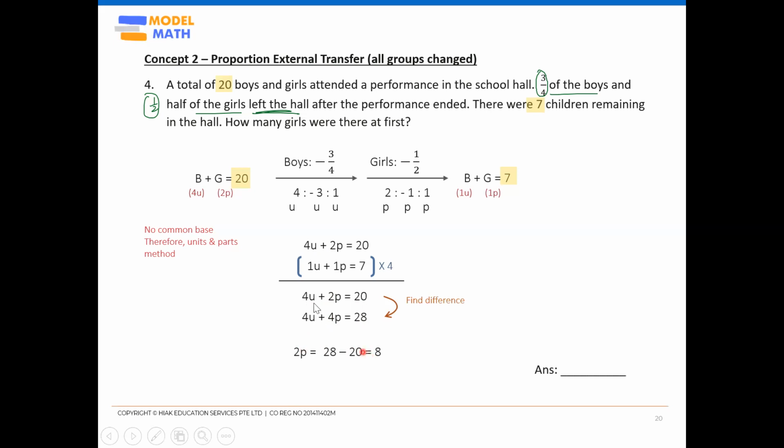Now, once you have this, you can go on to find 1p. But in this case, if you read the question, they ask how many girls at first. Normally the practice is we go on to find 1p. But if I straight away notice they want girls at first, girls at first is actually this one. I've just drawn an arrow. Girls at first, that's your before. Girls before. Or you can look here also. Girls before is 2 parts, which I've already got straight away. 2 parts is 8 girls. So that will be your answer. 8 girls.